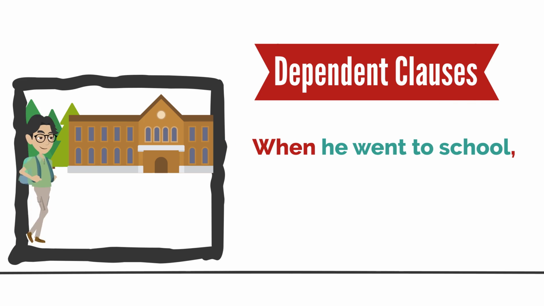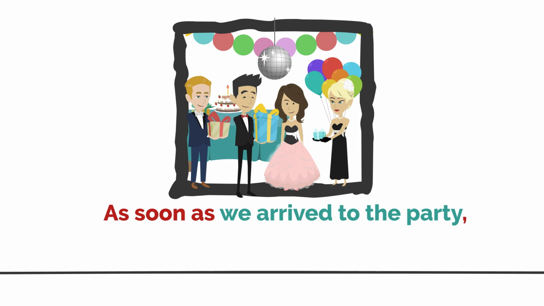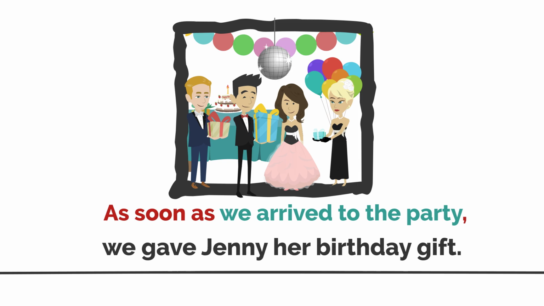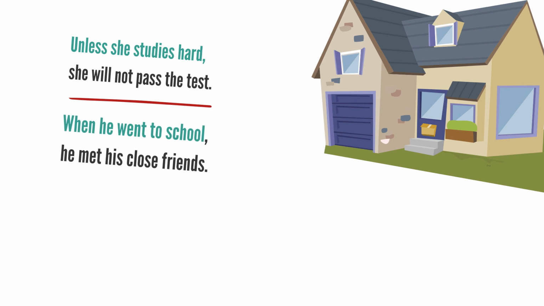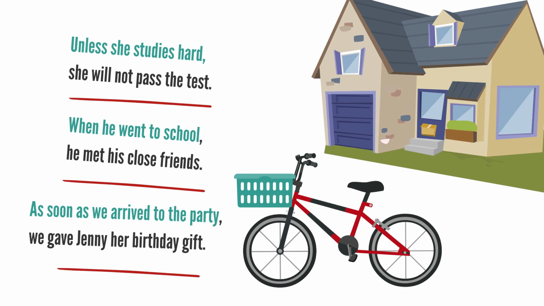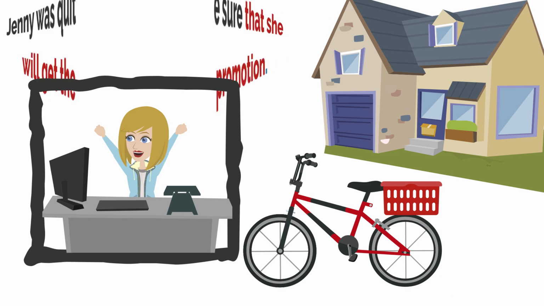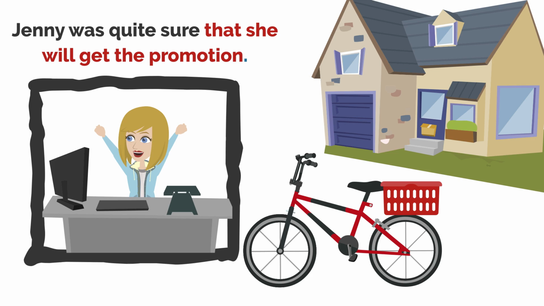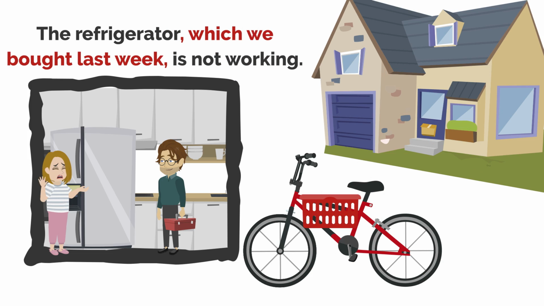Here are other examples. When he went to school, he met his close friends. As soon as we arrived to the party, we gave Jenny her birthday gift. In all those sentences, the basket was attached to the front of the bike. The basket can also be at the back. For example, Jenny was quite sure that she will get the promotion. Or in the middle, the refrigerator, which we bought last week, is not working.